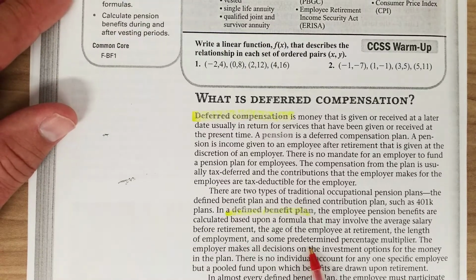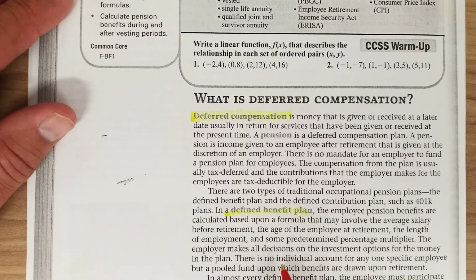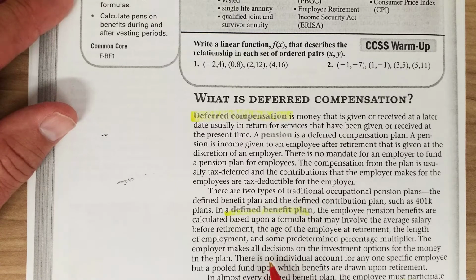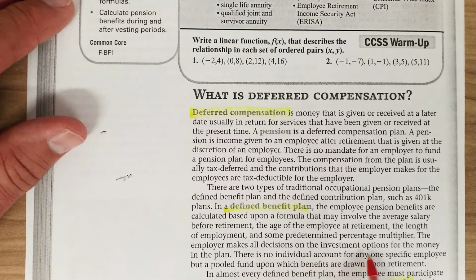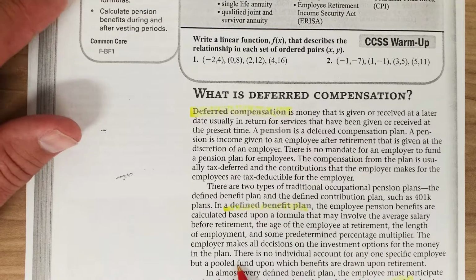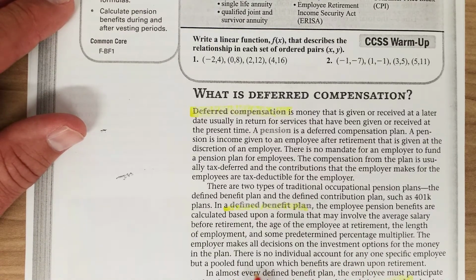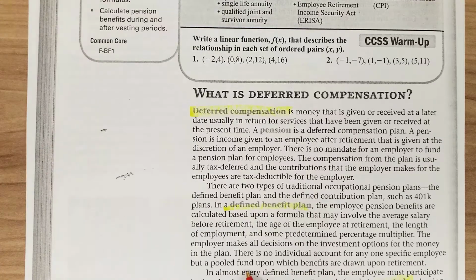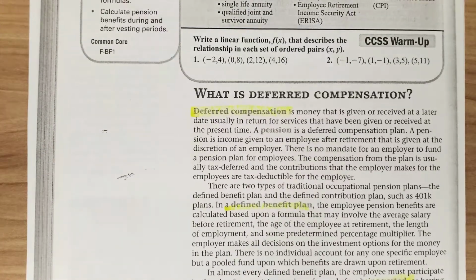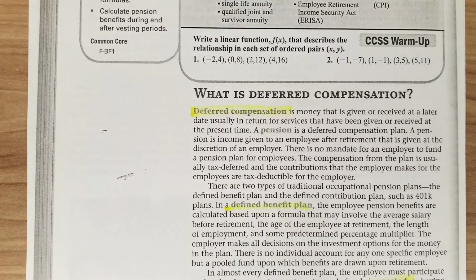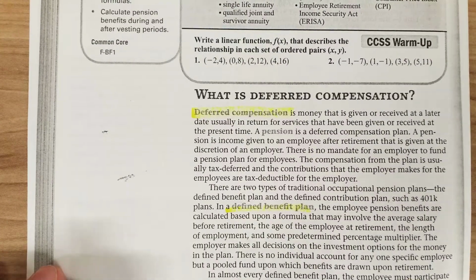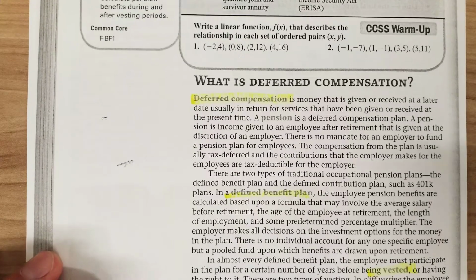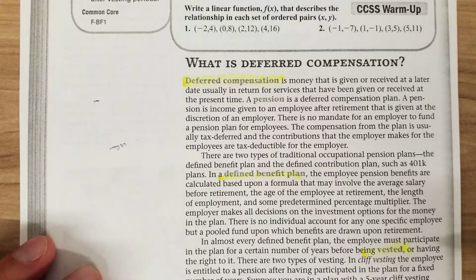We've touched on this before in one of our previous lessons, but we're going to go into a little more depth in this lesson with regards to pensions. The employer makes all decisions on the investment options for the money in the plan. There's no individual account for one specific employee, but it's a pooled fund. So all the funds are pooled together in one. The employer invests the money, and then after retirement, they're going to put it through some kind of formula so that you can receive a monthly payment after you retire.